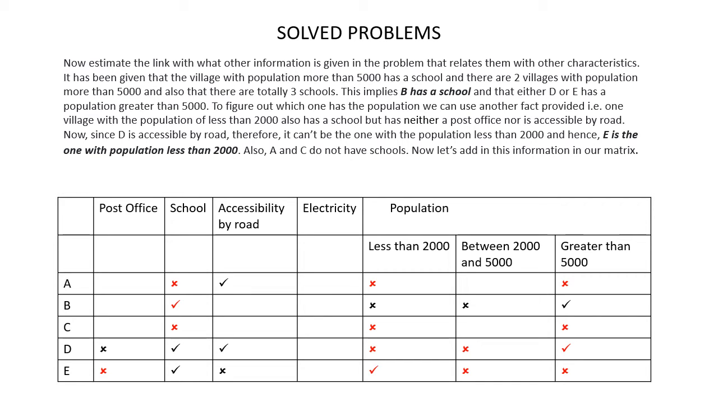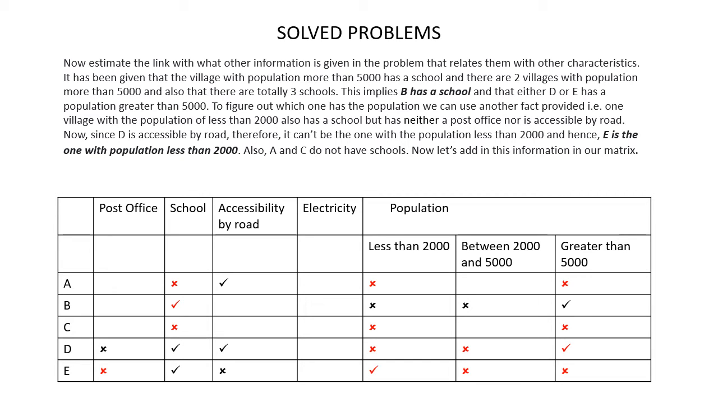Since there's only one village with a population less than 2,000 and that village is E, put a cross mark for population less than 2,000 for A, B, C and D. Now there are only two villages with population greater than 5,000 and we have found out that those villages are B and D. So put a cross mark for A, C and E for population greater than 5,000.